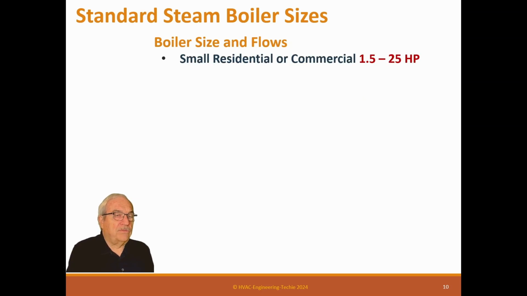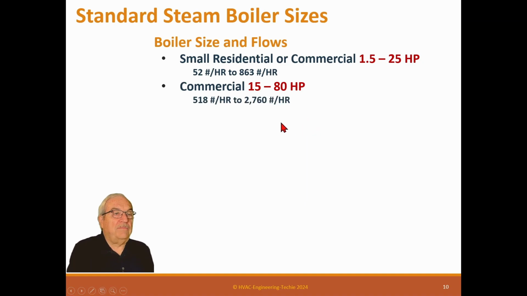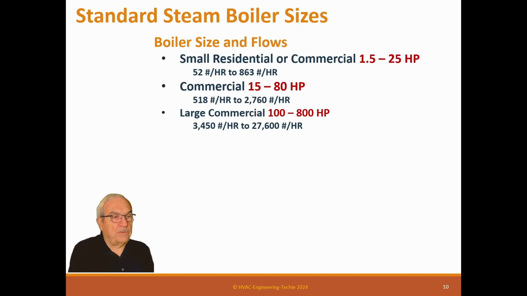Boiler size and flows. So the small residential system might be 1.5 to 25 horsepower, or might be even less, but they're going to be small systems, which would be 52 pounds an hour to 863 pounds per hour. Commercial would be 15 to 80 horsepower. Now, commercial could be higher. It could be 518 pounds to 2,760 pounds. A large commercial could be up to 800 horsepower. 600 horsepower seems to be a sweet spot for a lot of systems. That's 3,450 pounds an hour, or 27,600 pounds per hour.